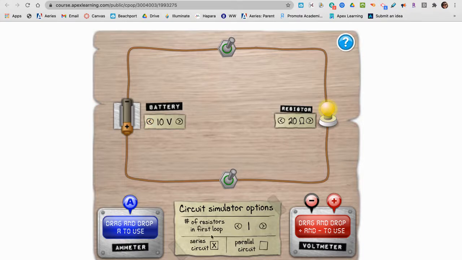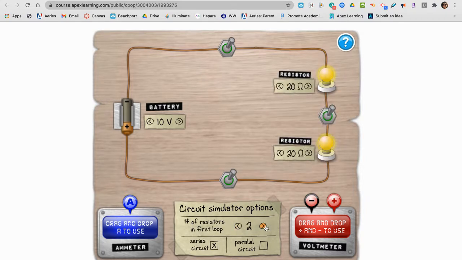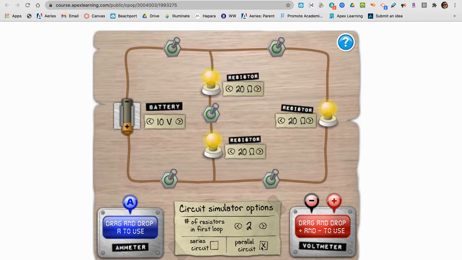Down here, you have some other simulator options. You can change the number of resistors by going up or down. So if I click to the right, it'll add a resistor for me. And I can change from series circuit to parallel circuit. Those are your options there.